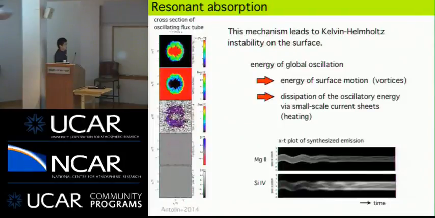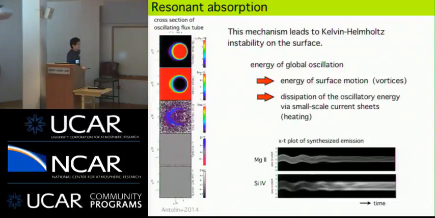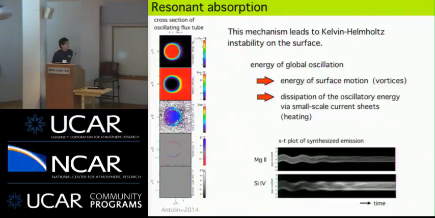This is a magnesium line, so 10,000 Kelvin plasma, and this is a synthesized silicon image, and intensity appears after the disappearance of the magnesium line, like this.